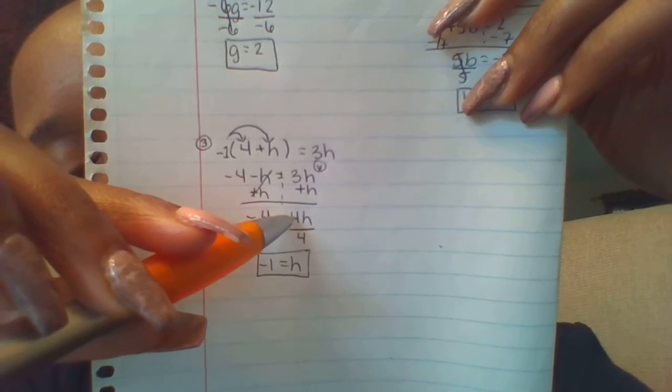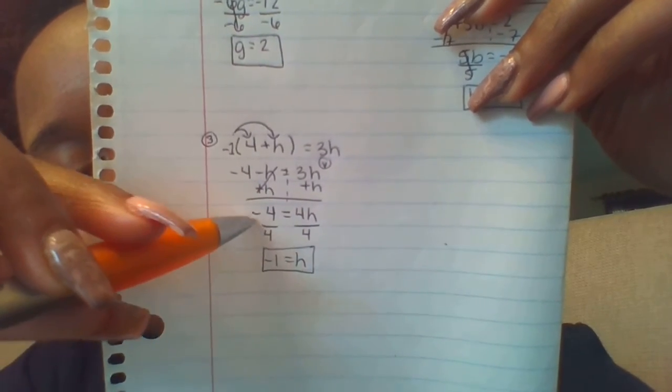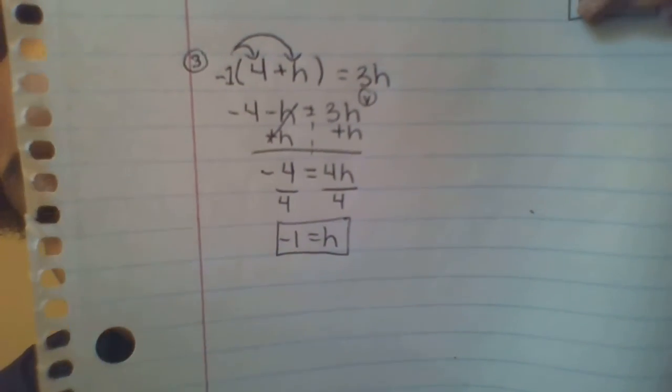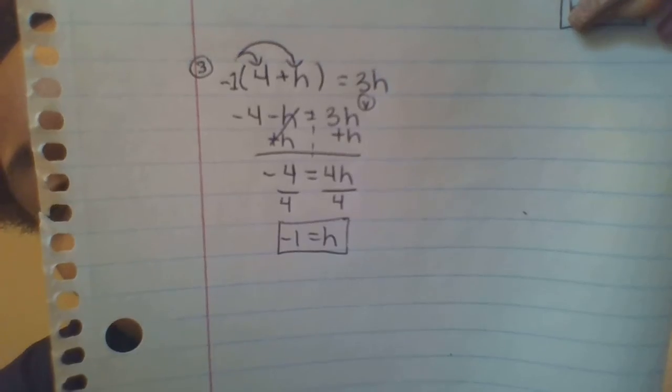4 divided by 4 is 1. 1 times h is h. Negative 4 divided by 4 is negative 1. So our final answer for this third problem in the set is h equals negative 1.